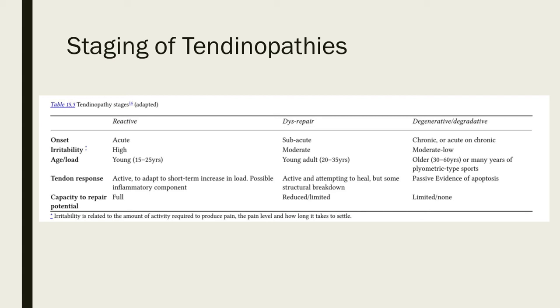So we may see an overlap of disrepair and degeneration, where you have really large-scale tenocyte death, but you're still trying to keep up with load, and you see some significant tissue breakdown.